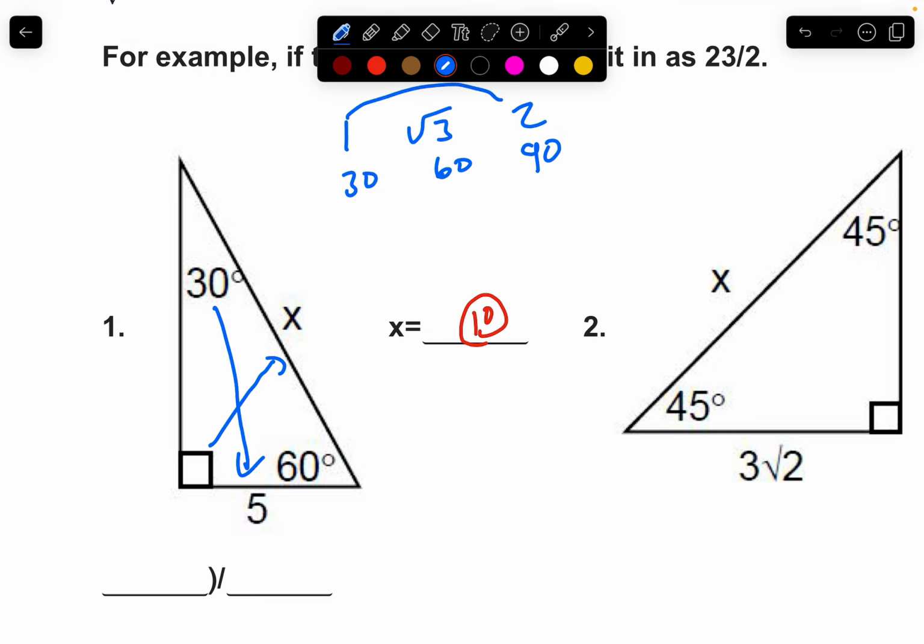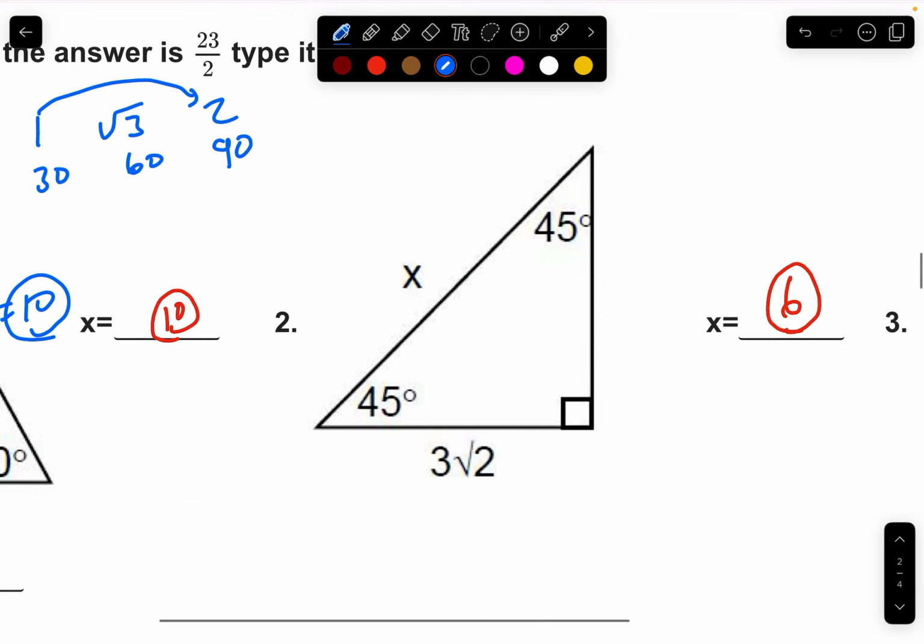To go from the 1 to the 2, all you have to do is double the number. So that would be 5 times 2 is 10. If we wanted this side, we would have to take the short leg and multiply it by root 3. They did not ask for that, but that would be how we'd get it.